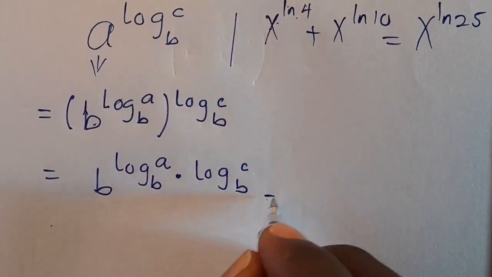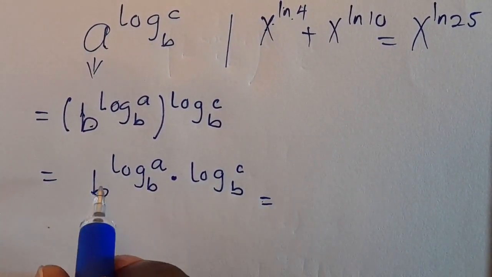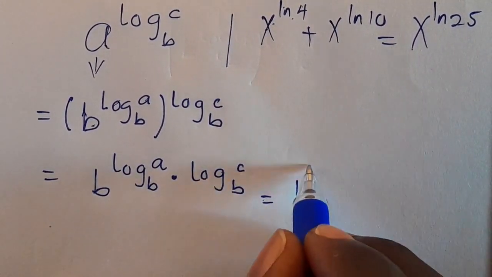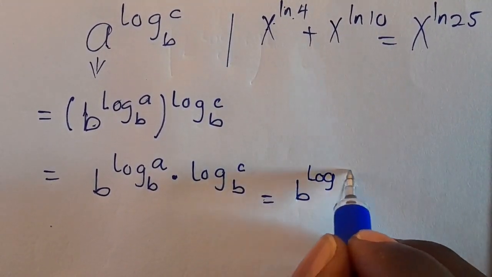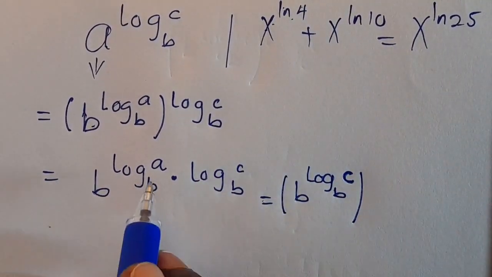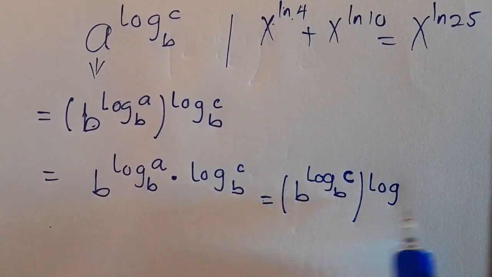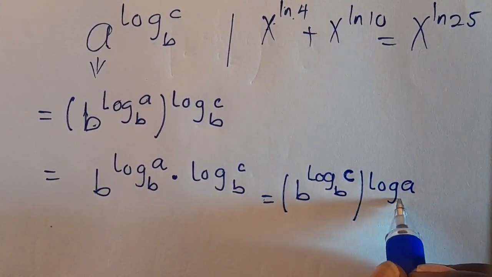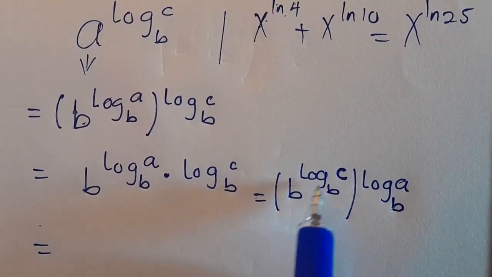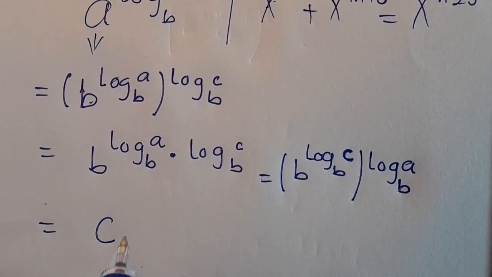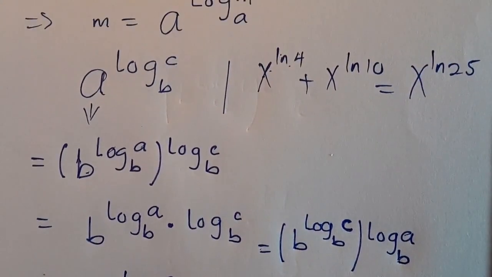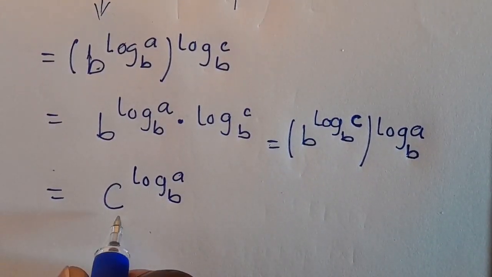Now, this we can express, by picking this one first, as b to the power of log c to the base b, then again log a to the base b. So from here, we cancel this. That means we have c to the power of log a base b. And you can see we've changed the format of this problem to this format.